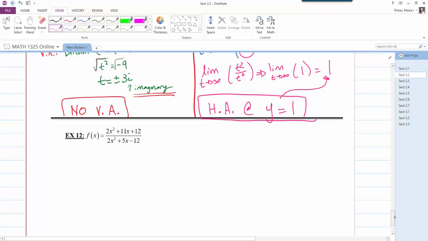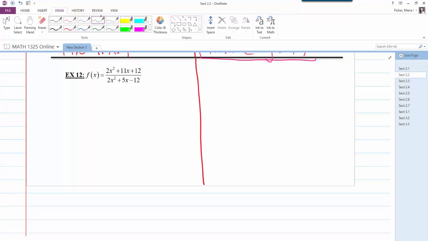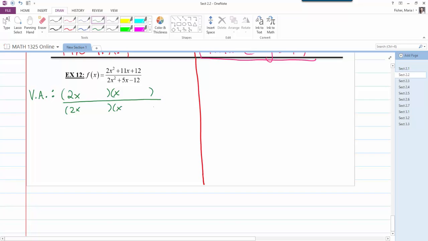Number 12, we have f of x equals 2x squared plus 11x plus 12 over 2x squared plus 5x minus 12. Again, let's start with trying to find those vertical asymptotes. So step 1 was to factor and reduce. So let's see if the numerator factors. The only thing that multiplies to a 2x squared is going to be a 2x and an x. Same thing for the denominator.